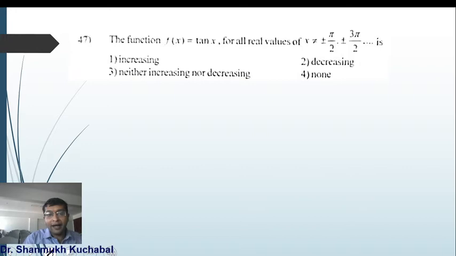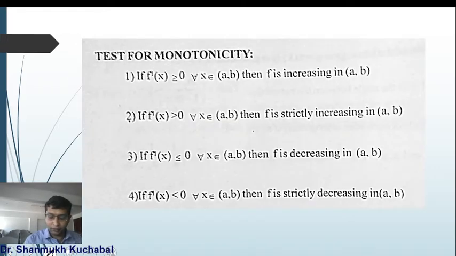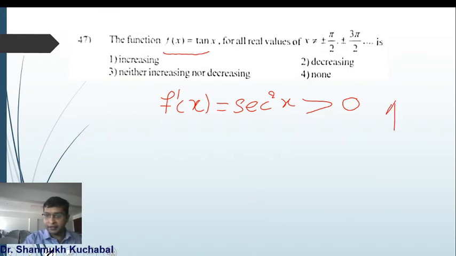In order to find whether it is an increasing or a decreasing function, we need to find the first order derivative. Here f of x is given, so f dash of x, the derivative of tan x, is sec square x. We observe that sec square x is a positive quantity, greater than 0. Therefore, by our rule, it is an increasing function. So option A is the right answer.